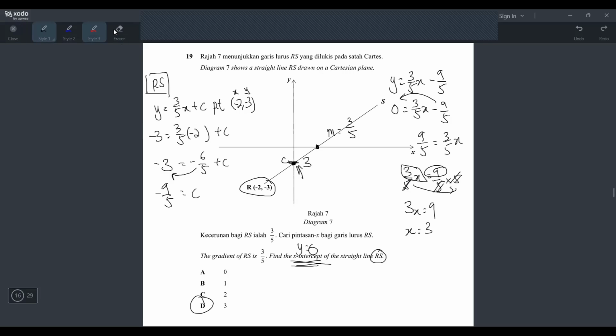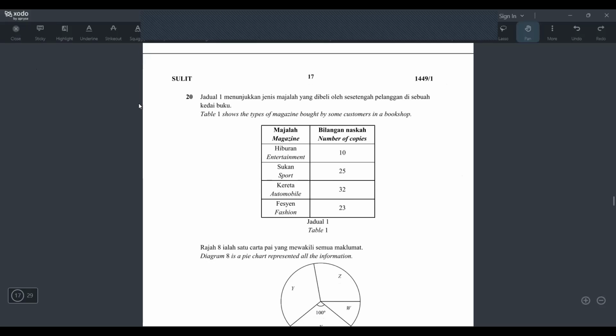Okay, it means the x-intercept is this one, so this is the 3, right? But the -9/5, that's the y-intercept. This one is -9/5, but they ask for the x-intercept. That is why the answer is not -9/5. I still have to replace y with 0 to get the x-intercept, so this one is 3. Okay, so yeah, that's how you do it.